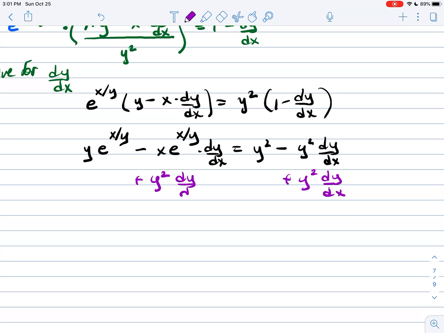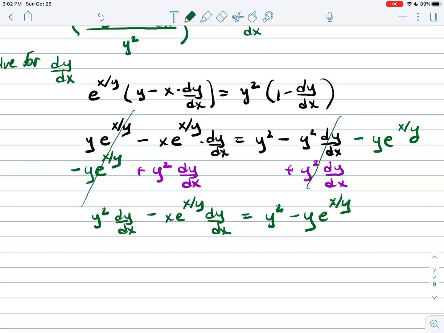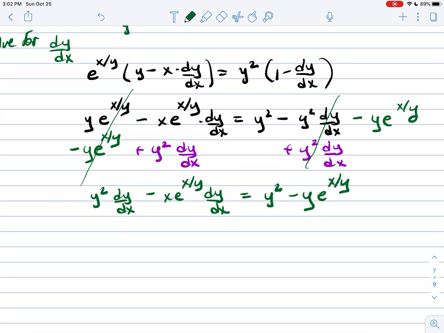So I'm going to add y squared dy dx to both sides. And then I'm also going to subtract y e to the x over y. Good, so on this side it goes away, and on this side it goes away, and I end up with y squared dy dx minus x e to the x over y dy dx. And this is going to equal y squared minus y e to the x over y. I'm now going to factor out my dy dx.